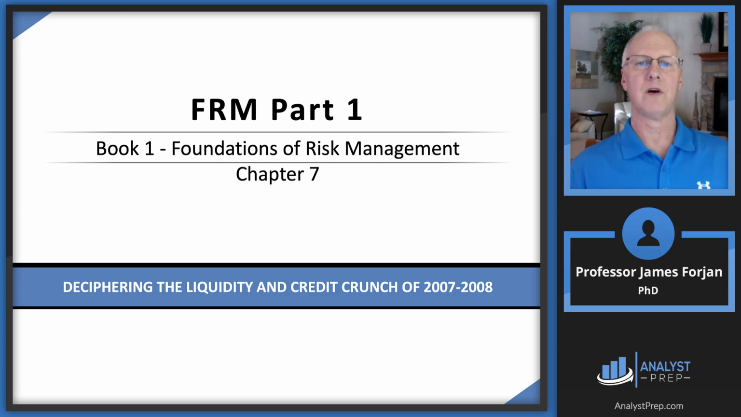This is FRM Part 1, Book 1, Foundations of Risk Management. This is Chapter 7, called Deciphering the Liquidity and Credit Crunch of 2007-2008. It could be called What Not to Do that will lead directly into some type of a crisis.